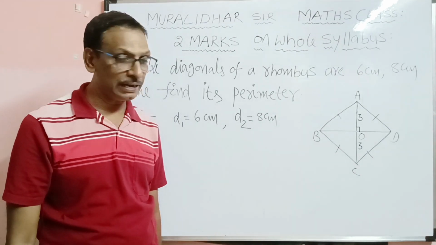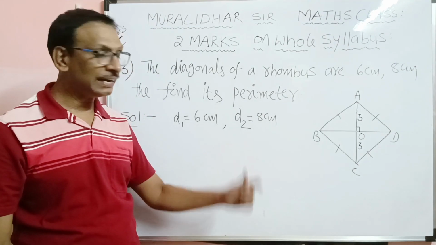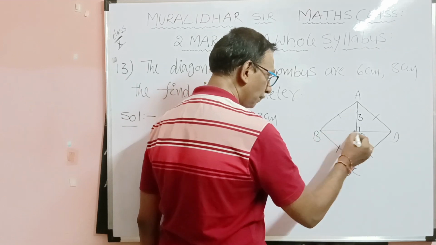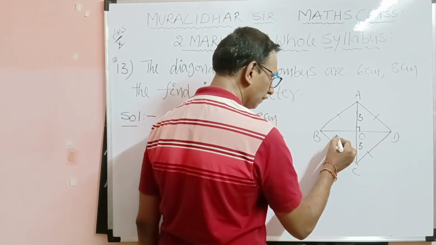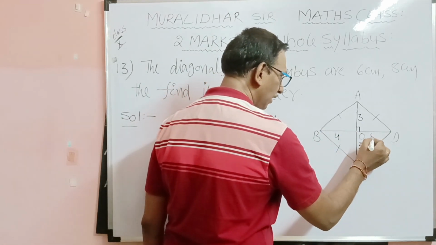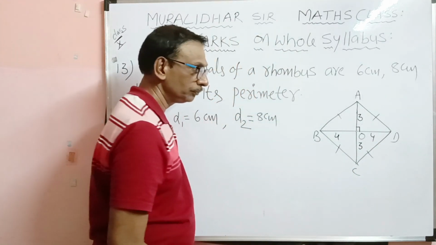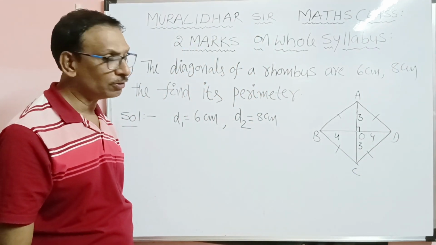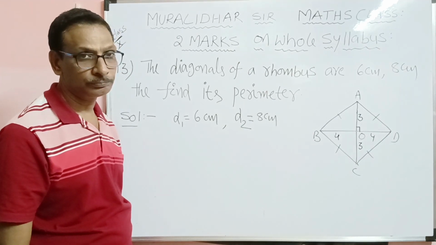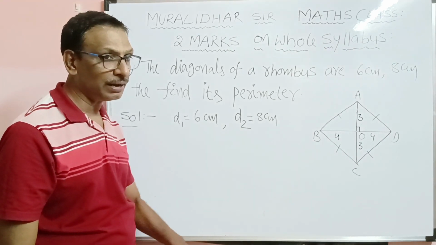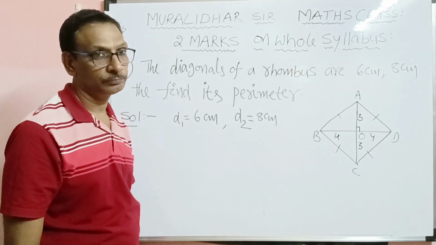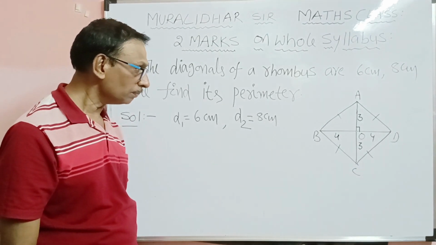In the same manner, the second diagonal length is 8 centimeters. That is BO is equal to OD. Now it is divided into 4 and 4. 4 centimeters is BO and the remaining 4 centimeters is OD. The condition that the diagonals perpendicularly bisect each other we applied here. Now observe the diagram.